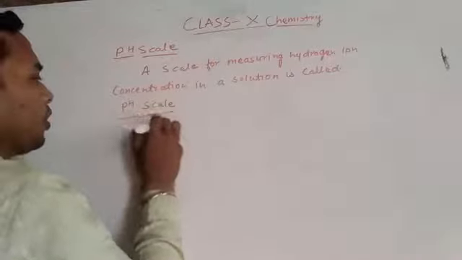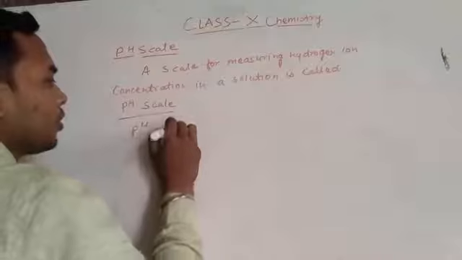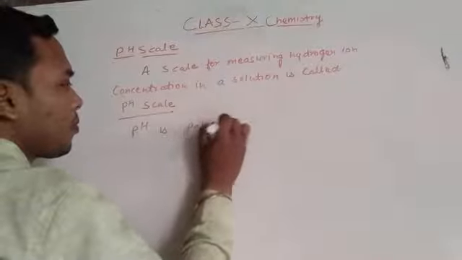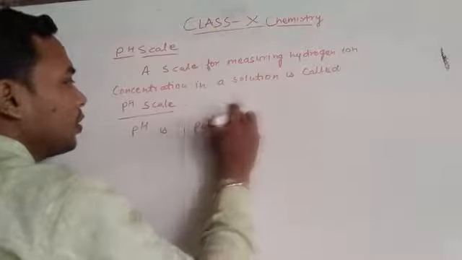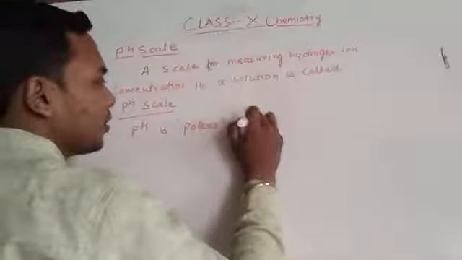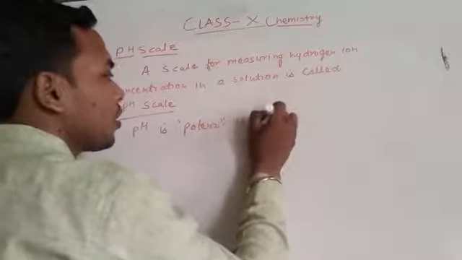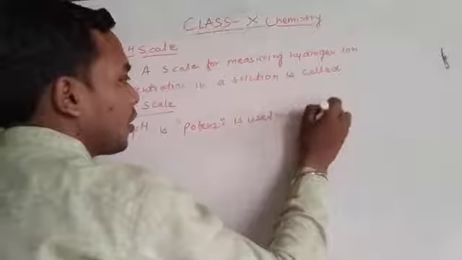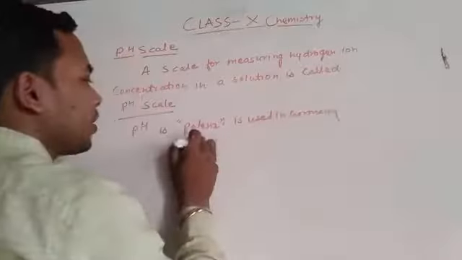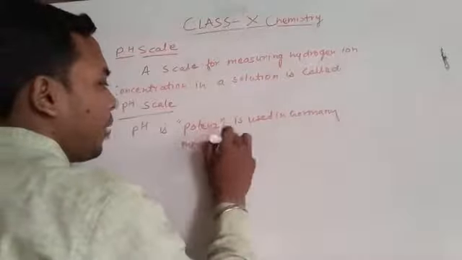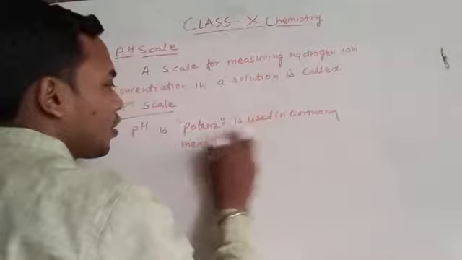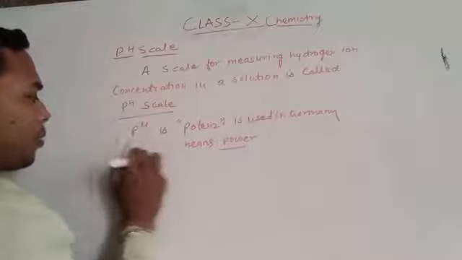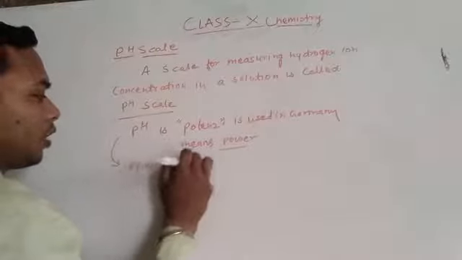The pH word was first used in Germany as potenz, which means power. So pH stands for power of hydrogen.